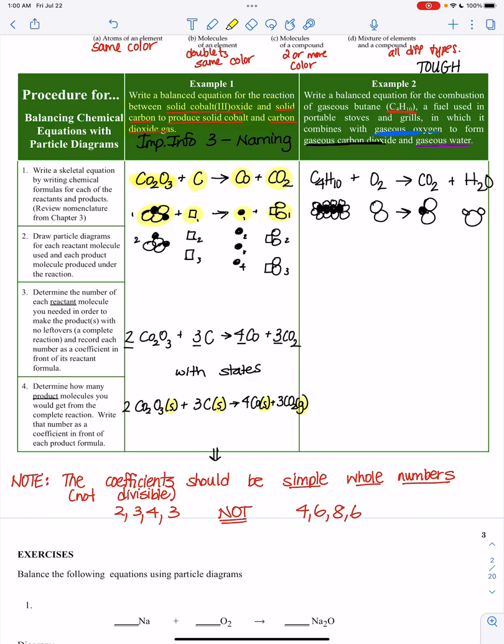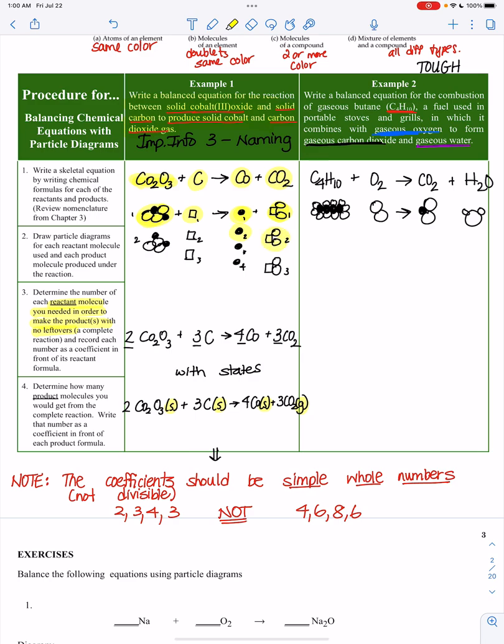Draw particle diagrams, determine the number of each reactant molecule you needed in order to make the product with no leftovers. So when I first did this, I was like, okay, I have 3 oxygens, 2 cobalt, but on the right side I only had 1 cobalt. Let me make another one. Then I was good there. And then I went, oh, okay, I have 3 oxygens on the left, but only 2 on the right. And this is where business started happening.